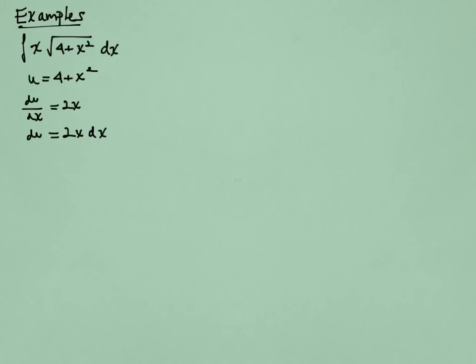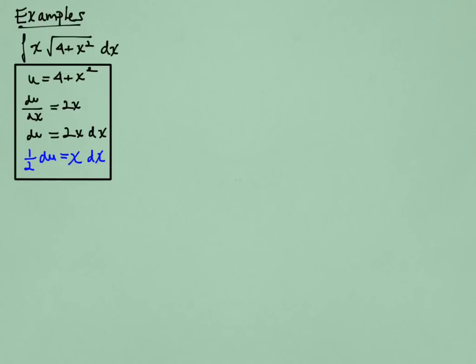Now I look at my original expression, I don't see a factor of 2, but I do see the x here. So what I'm going to do is try to match what appears in my integral. I'm going to divide both sides of this by 2. And when I do that, I'll have 1/2 du is x times dx. And I like to put that in the box because it's just a side calculation.